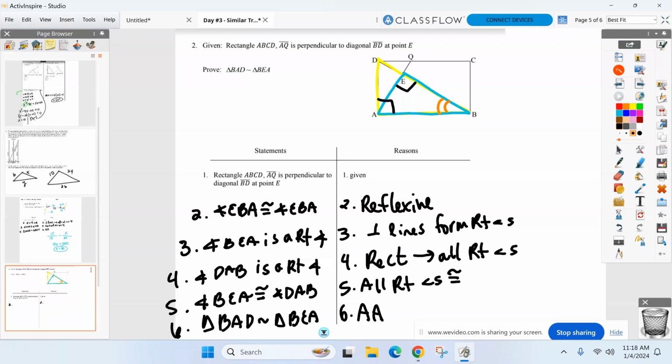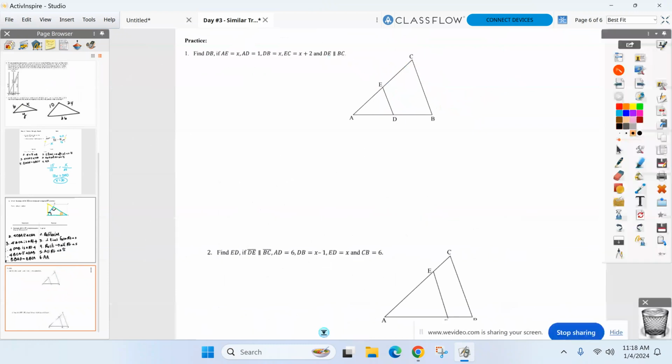All right. I got to make sure you're solid with all this algebra too. Got to make sure you can match up corresponding sides and solve it either factoring or quadratic formula. Here we go. Let's label our sides. AE is X. AD is 1. DB is X. And X plus 2.